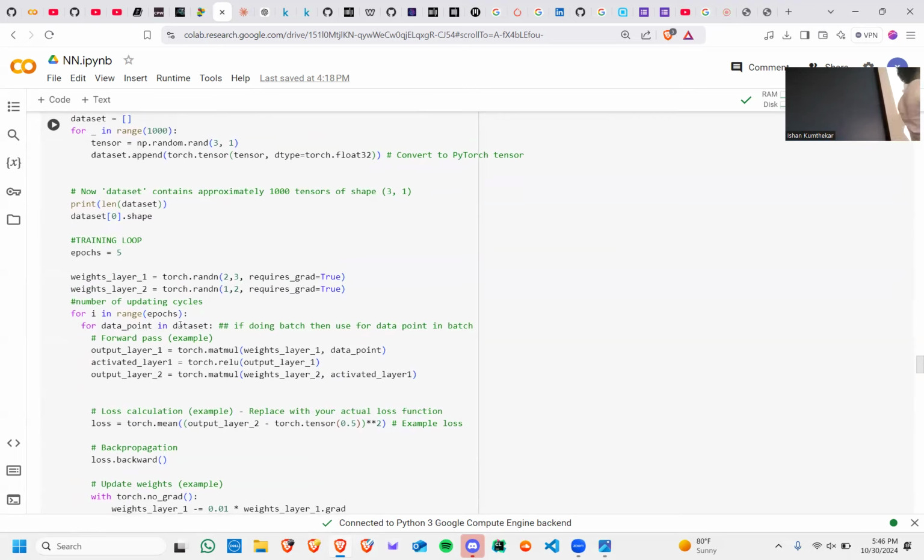Essentially, imagine that you have a data set. You have a bunch of different inputs. What you want to do is calculate your weight layer. Now your weight layer will depend on the input that you have. This input right here has 3 dimensions.